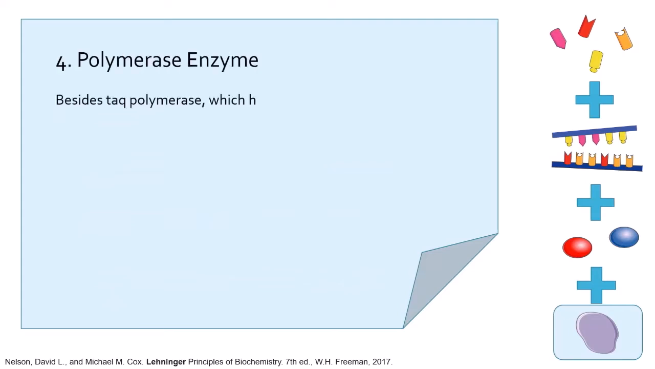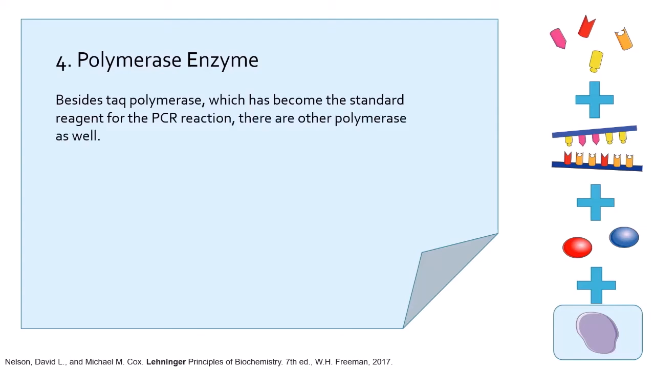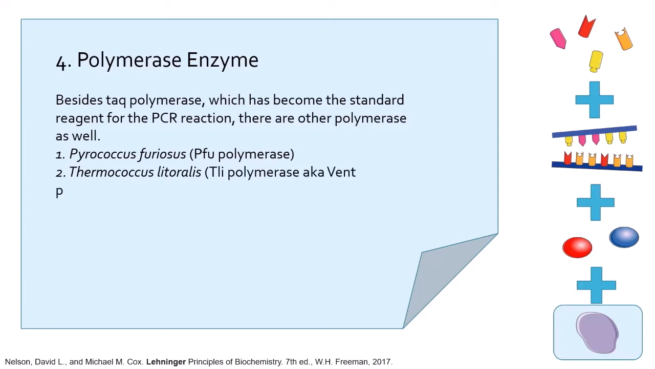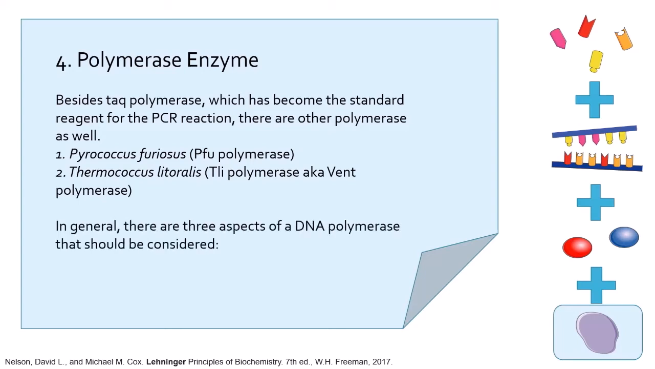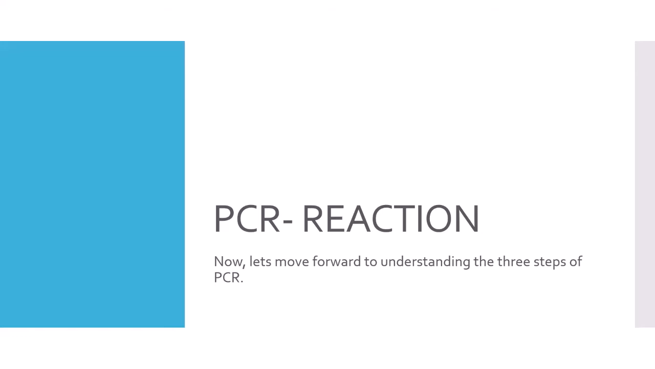Besides Taq polymerase, which has become the standard reagent for the PCR reaction, there are several other polymerases as well. Example, Pyrococcus furiosus, Pfu polymerase, or Thermococcus litoralis, Tli, or Vent polymerase. In general, while selecting DNA polymerase for a PCR reaction, the following should be considered: the processivity, the fidelity, and the persistence of the DNA polymerase. Now, let's move forward to understanding the 3 steps of the PCR reaction.